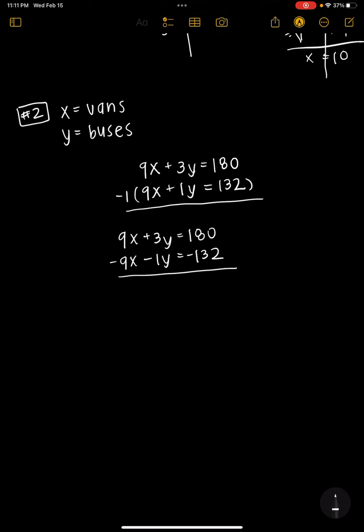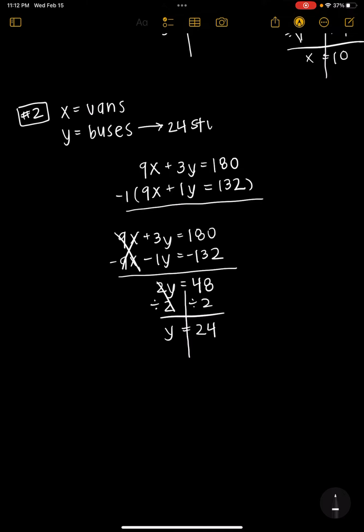Now we can add those together, and the 9x's will cancel out because positive and negative cancel out. Then we have a 3y minus 1y, which gives me 2y. And then we have 180 minus 132, which is 48. Now I have one equation with one variable, so I can solve that by dividing by 2 on each side. The 2's cancel out on the left side. I'm just left with y. And on the right side, I have 48 divided by 2, which gives me 24. Because the y is equal to 24, that tells me that the buses can fit 24 students each.